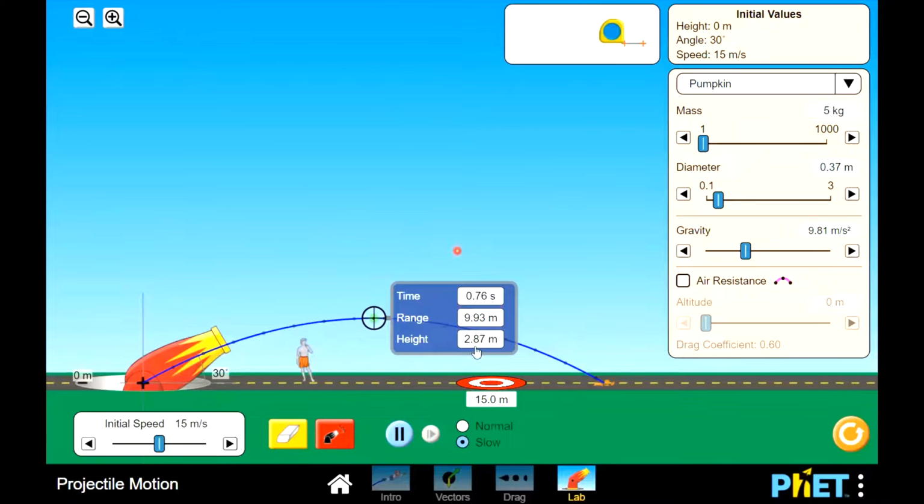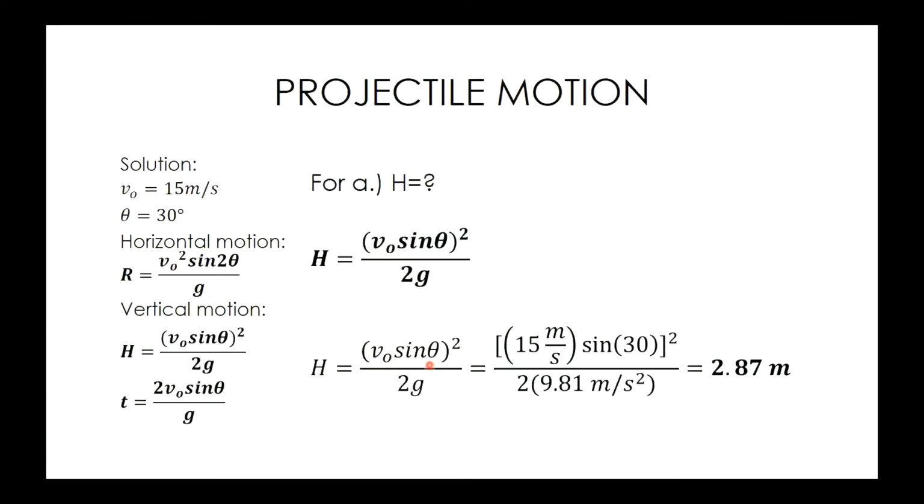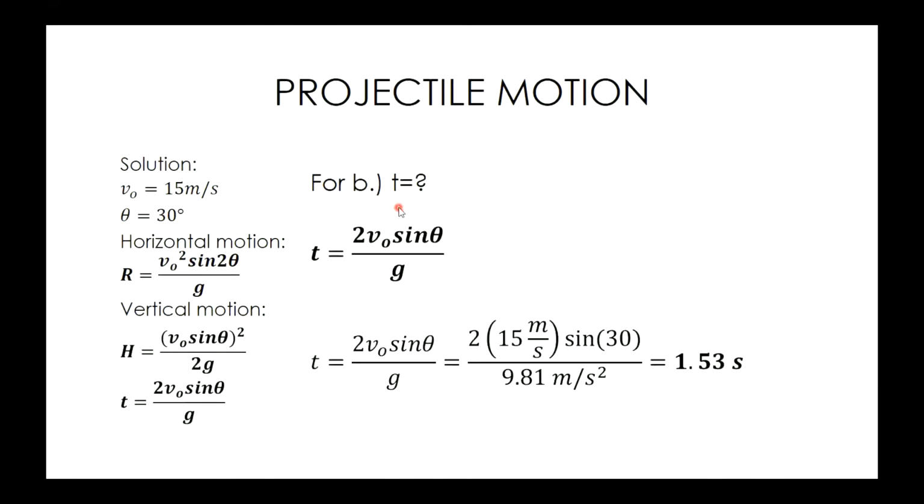Sa apex natin, lumabas, so tama yung sagot natin. 2.87 meters siya from the ground up to the apex. So, ayun yung kanyang maximum height reached. So, let's go back to our problem. Tama ang answer natin. Let's go back to letter B.